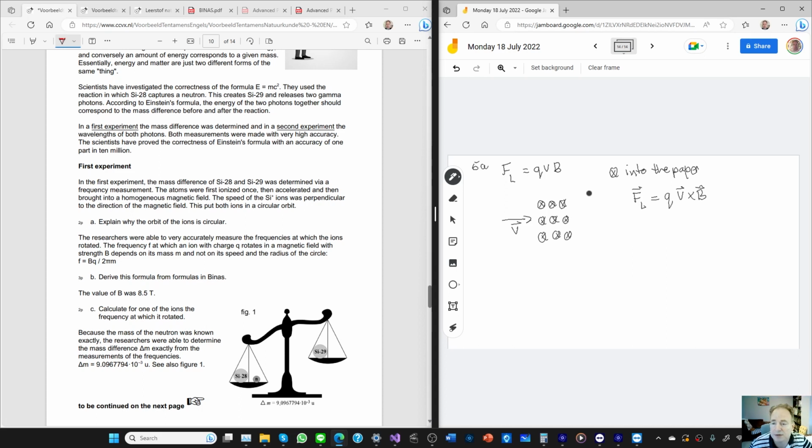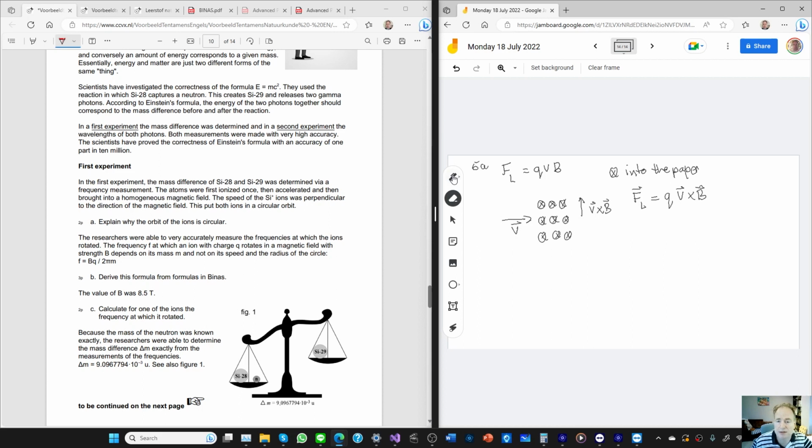If you figure it out, then this is the direction of v outer product B. And since Q is positive, this is also the direction of the force. If Q is negative, say this is an electron, then the force would be in this direction.